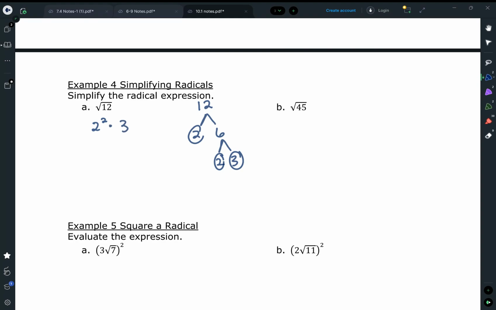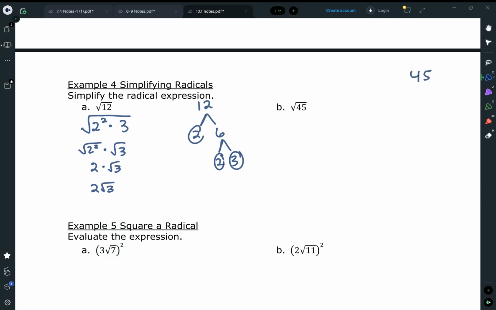So far this is exactly equal to 12. I'm going to keep the square root over all of them. So this means it's the square root of 2 squared times the square root of 3. And we know a square and a root cancel, so this is just going to be 2 times the square root of 3, or you could read it as 2 radical 3.